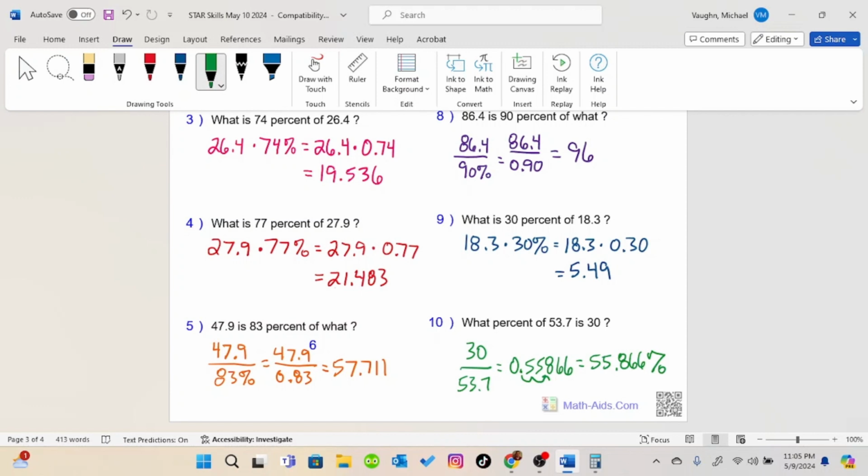If you have any questions about any of the problem types that we did in this practice, please use class time to ask for further clarification so you can be better prepared for the STAR test on June 3rd.